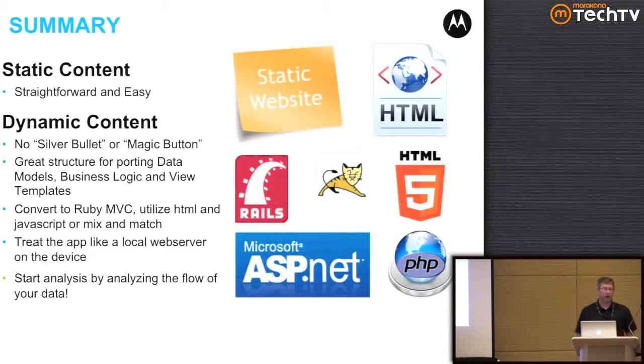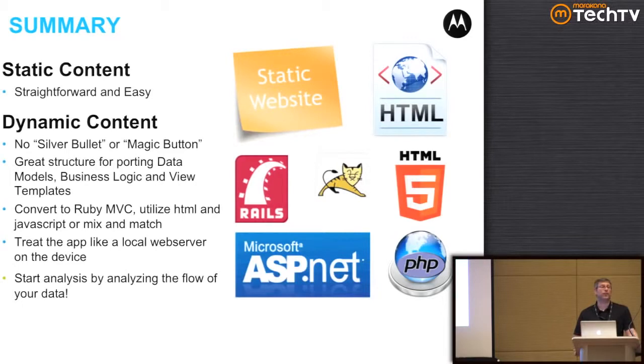So in summary, static content is very straightforward and easy. It's a straight drop into that public directory that we have. Keep in the back of your mind that RhoElements is like having your own web server on the device. Dynamic content is trickier. There are a lot of considerations to bear in mind when you're porting your web app. There's no silver bullet, no magic button that you push and everything comes over. However, we have a really great structure for porting data models, business logic, and view templates because we have that MVC separation.